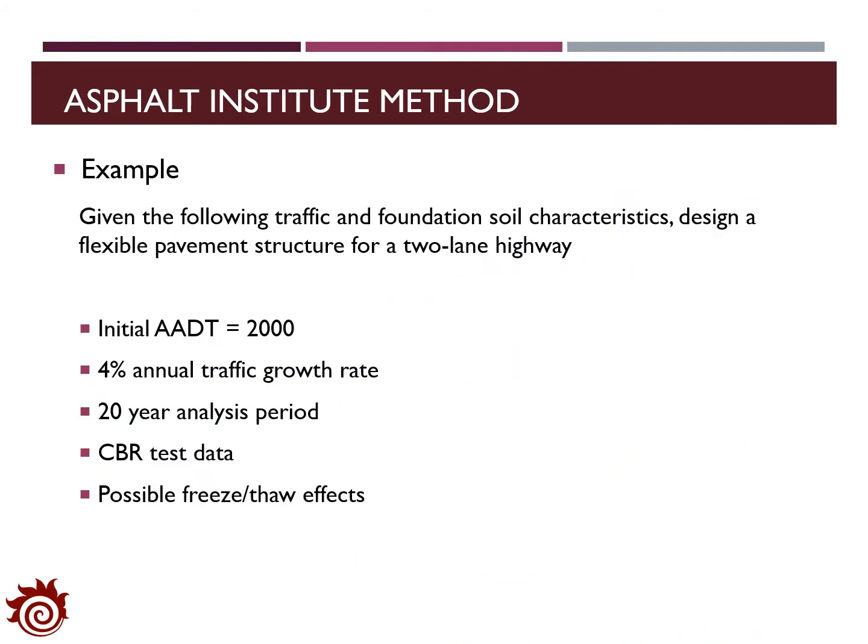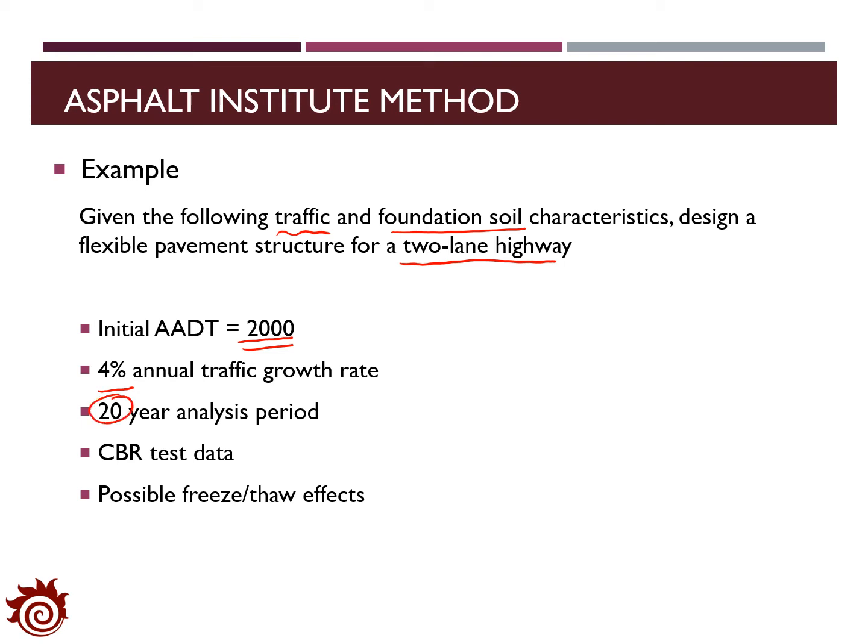Now let's see one example for the implementation of the AI method for the design of the flexible pavement. The pavement will be designed for a two-lane highway, and we are provided with the information of the traffic and the subgrade soil. We know the initial annual average daily traffic is 2,000, and the annual traffic growth rate is 4%. And this pavement is designed for 20 years.